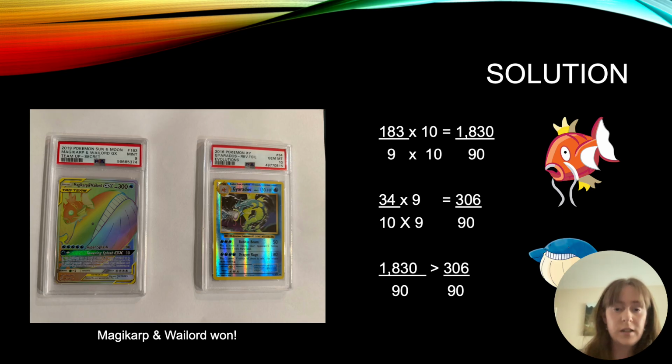So, which one is bigger? Now that we have the 90s and they're both the same denominator, what's larger? 1,830 or 306? Exactly. 1,830 over 9 is greater than 306 over 9, which means Magikarp and Warlord won. Kind of makes sense, right? 2 against 1.